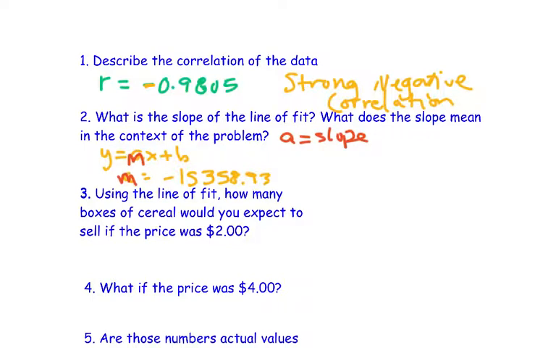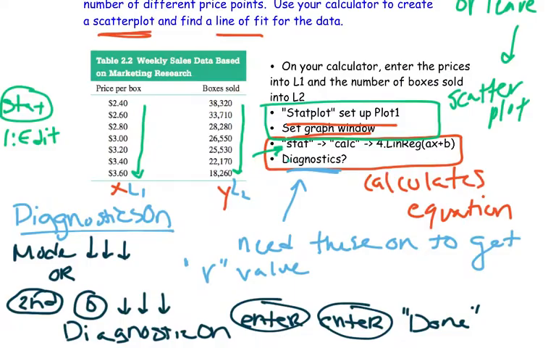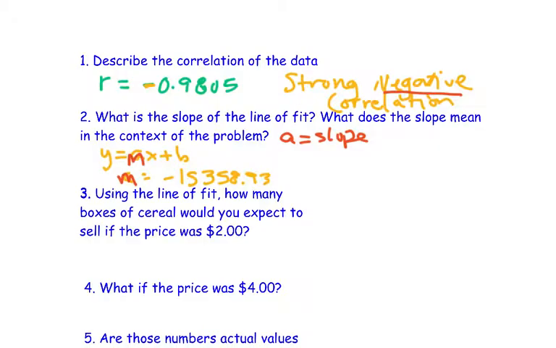And notice that it's negative, which we already said it was going to be because of the correlation. And so we need to know, what does this slope mean in the context of the problem? So when we look at the numbers that we're going for here, this is actually boxes sold going down as price increases. So the price per box increases, and then the number of boxes sold decreases, which makes sense because if it's a more expensive product, you would think you would probably sell less of them.